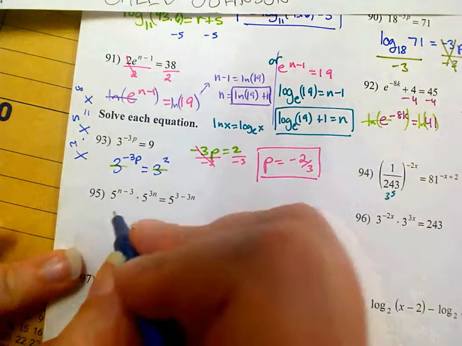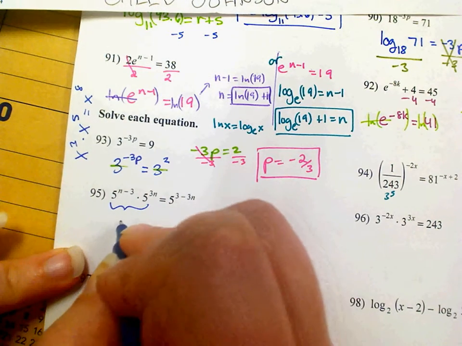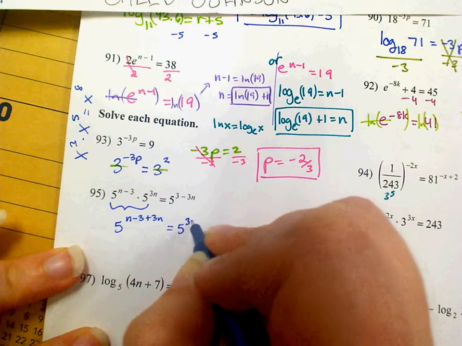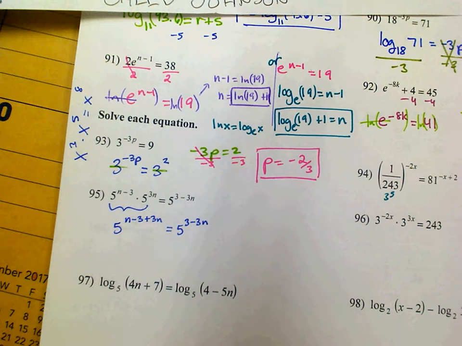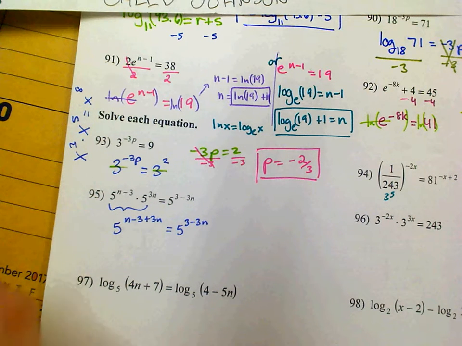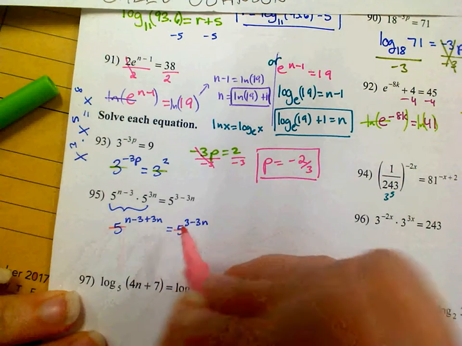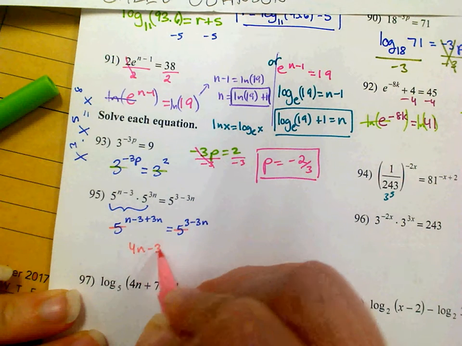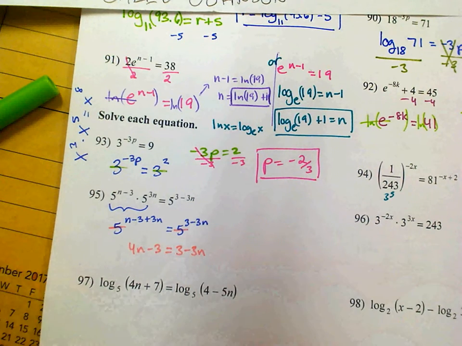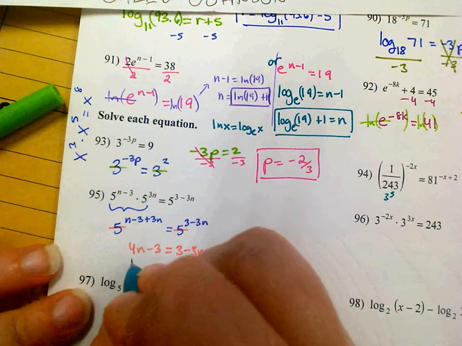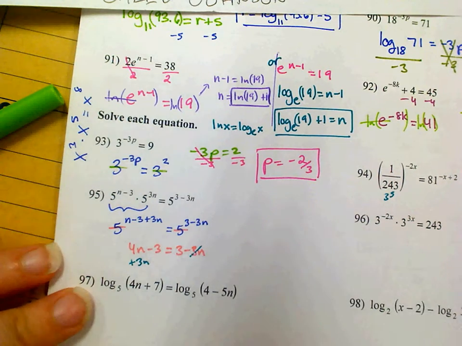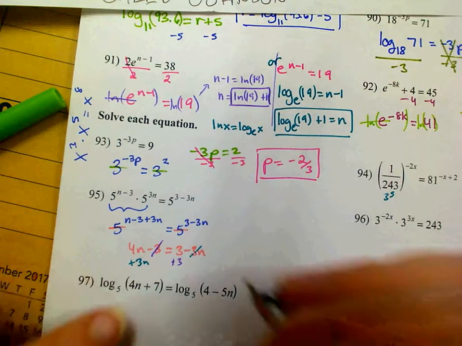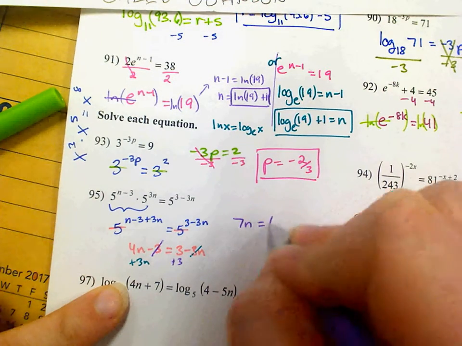You add the powers. So when I'm multiplying and I have the same base, let me add the powers. So this is equivalent to saying 5 to the n minus 3 plus 3n equals 5 to the 3 minus 3n. So the bases 5 are the same now, which means I can get rid of them. So I'm really just dealing with this equals that. Now I'm going to combine n plus 3n. That's 4n minus 3 equals 3 minus 3n. I'm going to add 3n over, and add 3 over. So I'm left with 7n equals 6, so n equals 6/7.